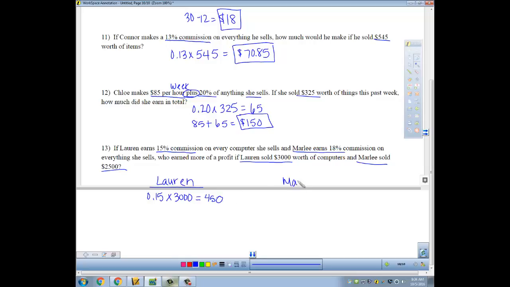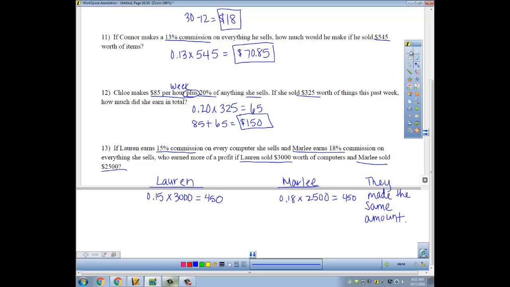And then Marley over here, she gets an 18% commission and she sold $2,500, which happens to also be $450. So they are going to make the same. So they made the same amount. So you actually have to write that because that answers the question.